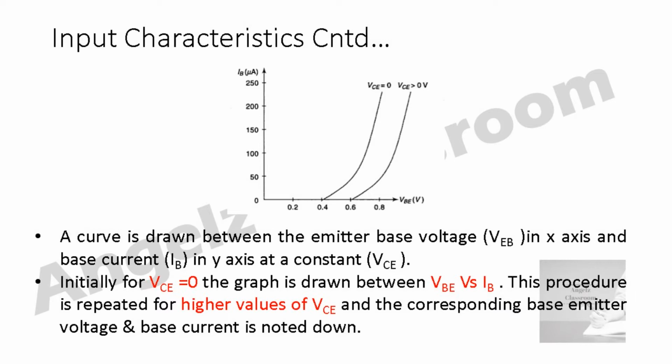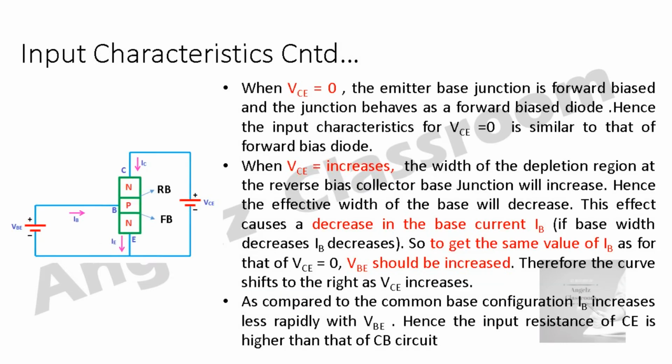Same procedure is going to be repeated for higher values of VCE, and the corresponding base emitter voltage and base current are noted down. First thing, I am going to calculate when VCE is equal to 0. So, when VCE is equal to 0, your emitter base junction is going to be forward biased and the junction behaves as a forward biased diode. Hence, the input characteristics for VCE equal to 0 is exactly similar to that of the forward biased diode which we have studied in your first unit. See this diagram.